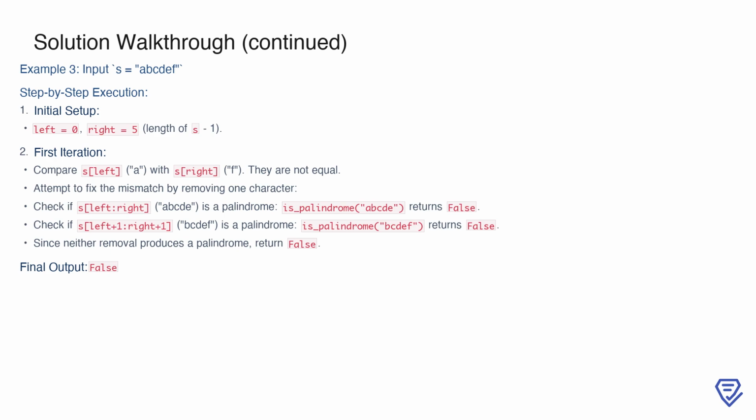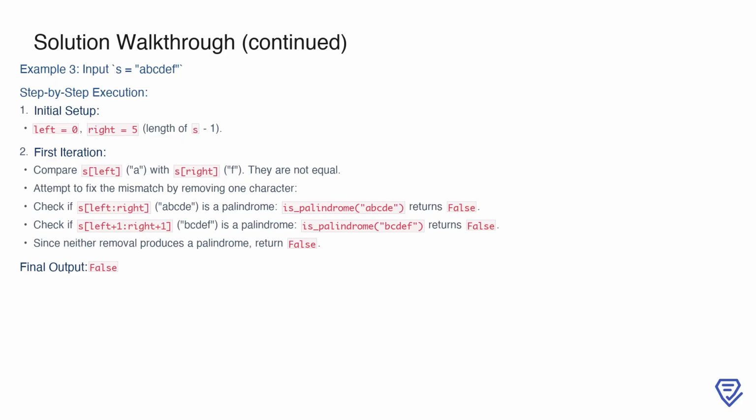Finally, consider the input string ABCDF. We set up the left pointer at index 0 and the right pointer at index 5. On the first iteration, we compare the characters A and F, which do not match. To address the mismatch, we attempt to remove one character.